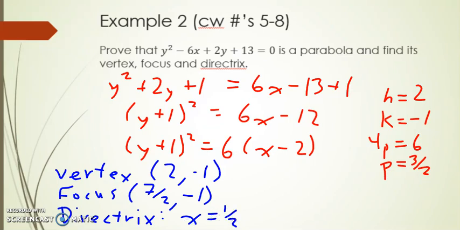So we've proven that we have a parabola because after we completed the square and factored a little bit, we got an equation that matches our general form of a parabola. And once we had it in the parabola form, we were able to label the vertex, focus, and directrix. That's all for the notes today.